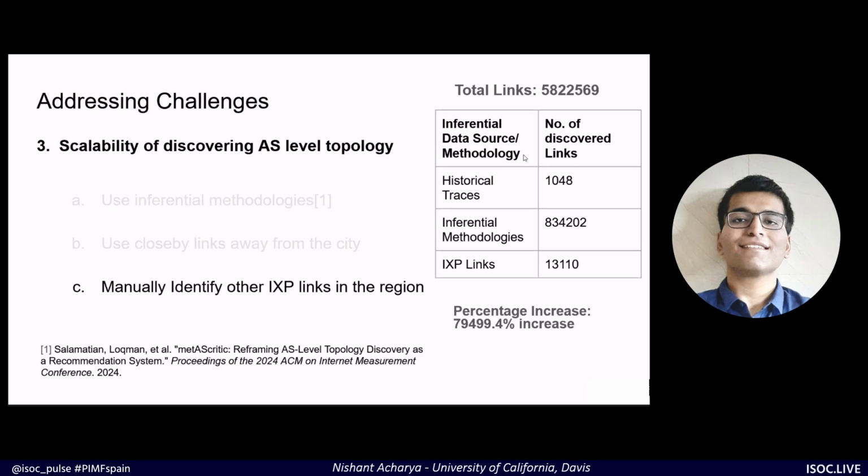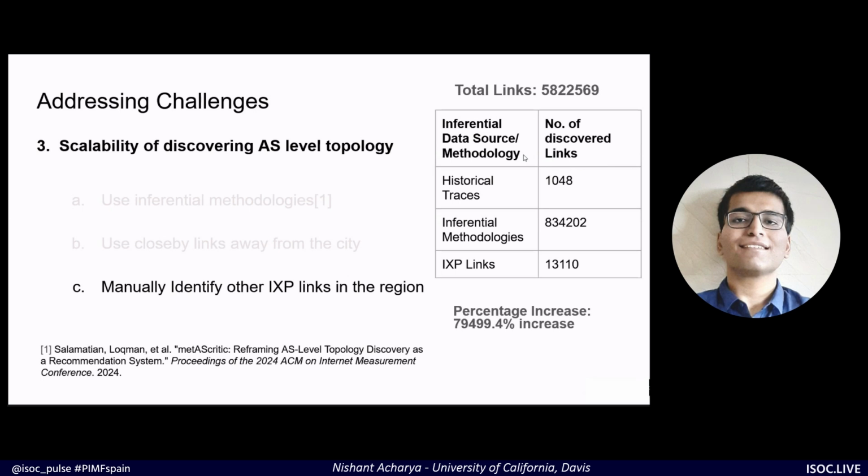As you can see in the table, it highlights the overall number of links that were discovered. The first row shows the historical traces we found, which was not a huge number: 1,048. Using just inferential methodologies, that includes the known existing links and known non-links, which is where we know for a fact this link does not exist. And then there is a set of probable links with scores of 25% probability, 50% probability, and 75% probability, where the number just jumped up.